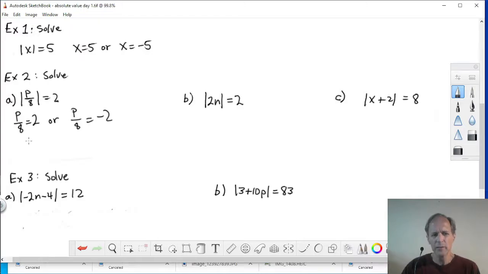Some of these we won't write every step. Multiply both sides by 8, and you get p equals 16. Multiply both sides here by 8, you get p equals -16. Two answers.